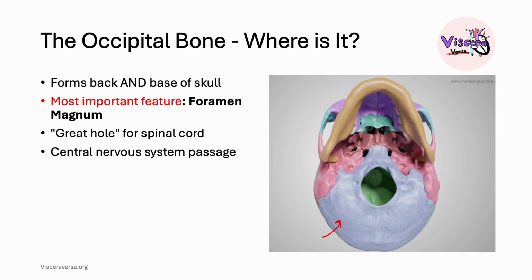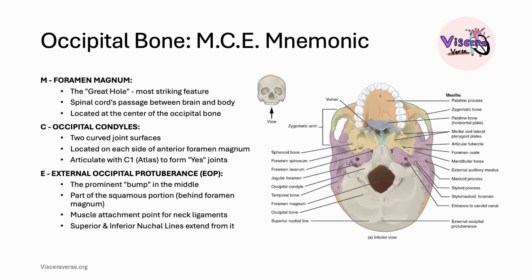This is our star of today's lecture, the occipital bone. And when we're looking at this occipital bone inferiorly, we'll see a very big hole. This hole is called the foramen magnum. This great hole is for the passage of the spinal cord. It's what connects your brain to the rest of the body through the spine. That's the passage of your central nervous system. Let's talk about the occipital bone in more detail.